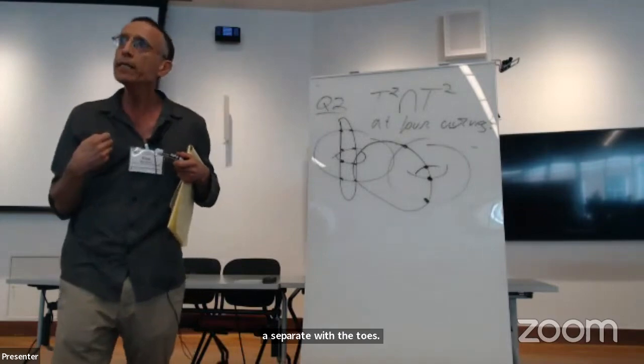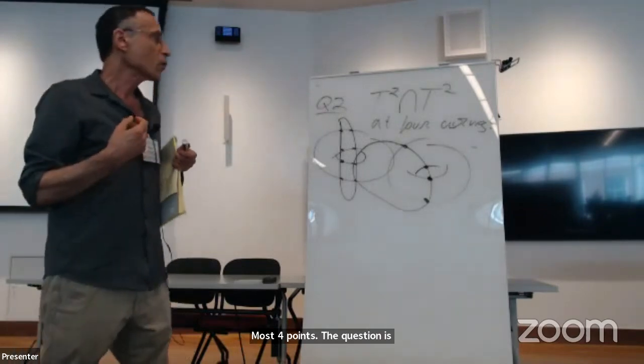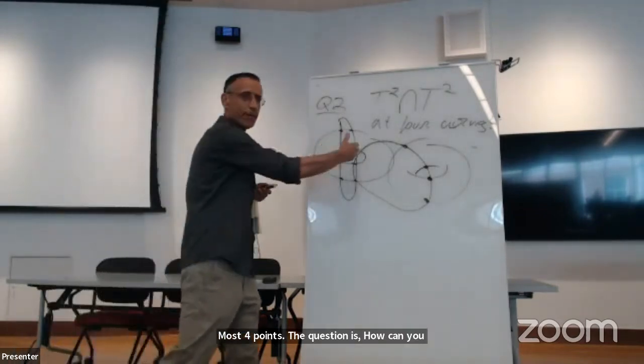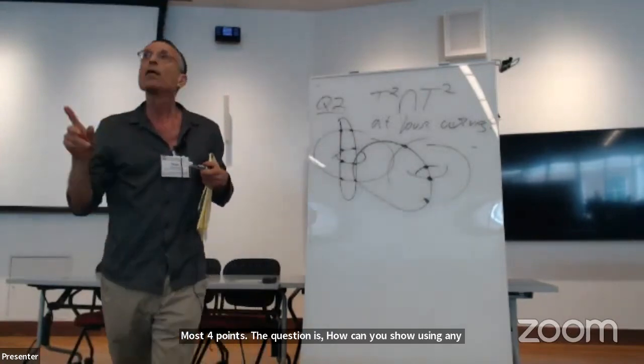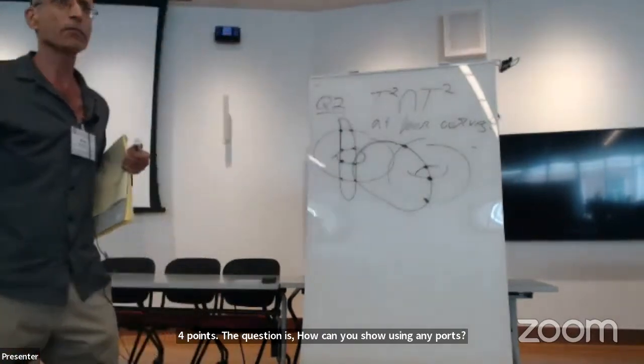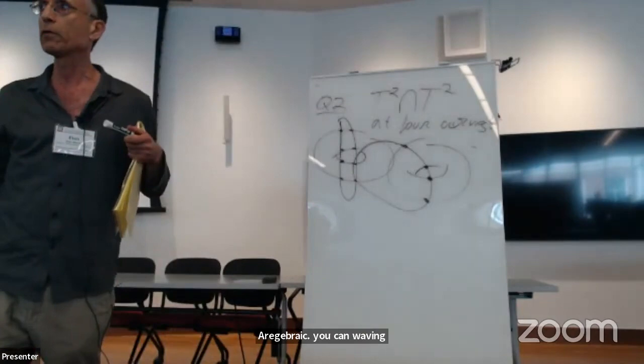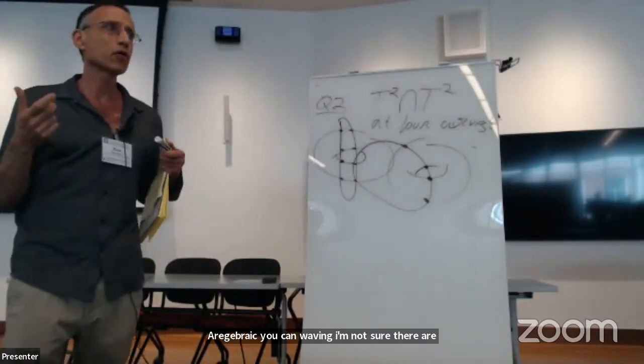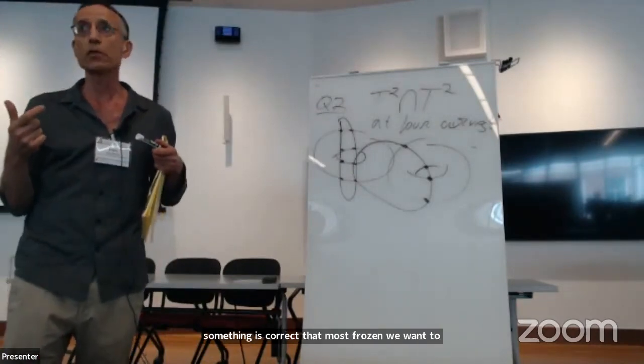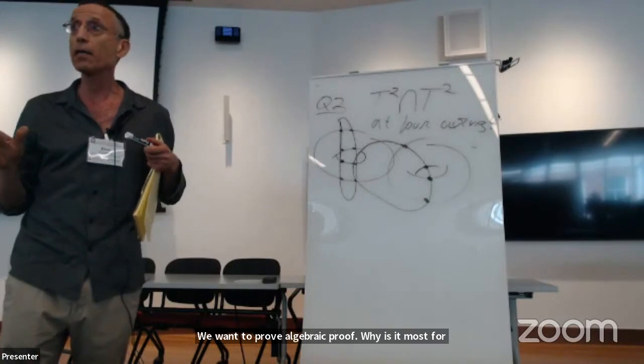The question is, how can we show, using any algebraic approach, that it is at most 4 curves? Look, by hand waving we're almost sure the assumption is correct, at most 4 curves. We want an algebraic proof of why it is at most 4 curves. We've been working on it for 2 years, stuck.